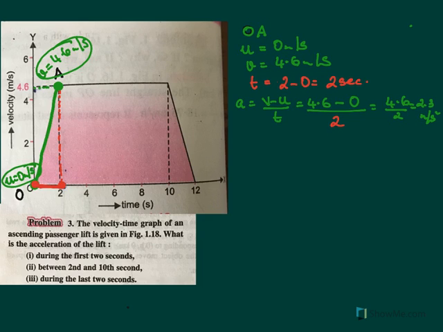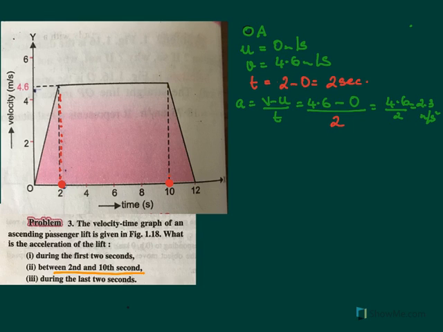Now next we have to find the acceleration between the second and the 10th second. This is the second and this is the 10th one. So we need to find the acceleration between these points. What happened between the second and the 10th second? Let's see here. The body from here moved up to this point. The body moved with a constant velocity, which was 4.6 meters per second.